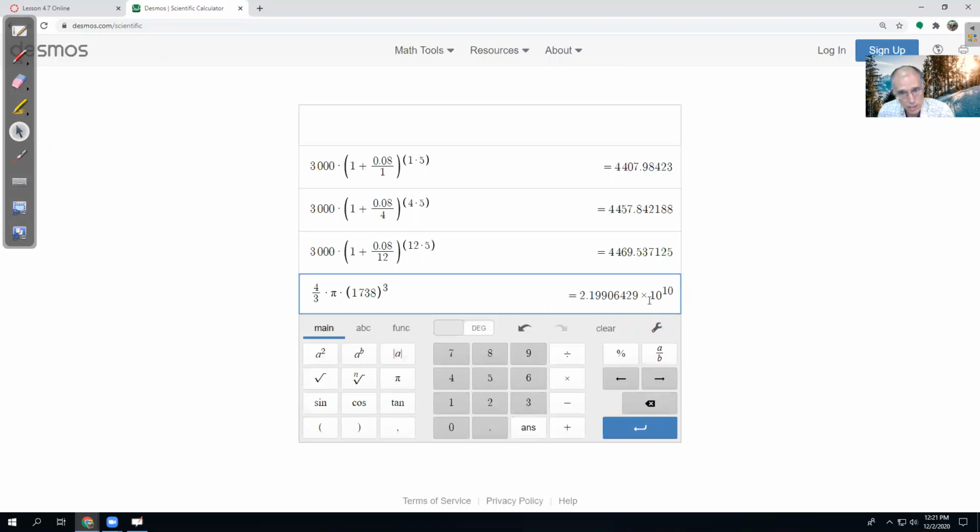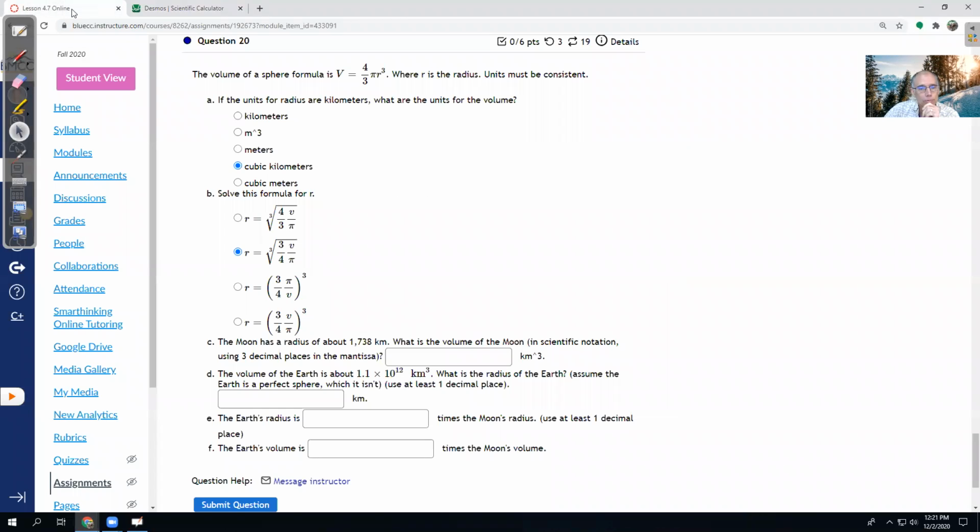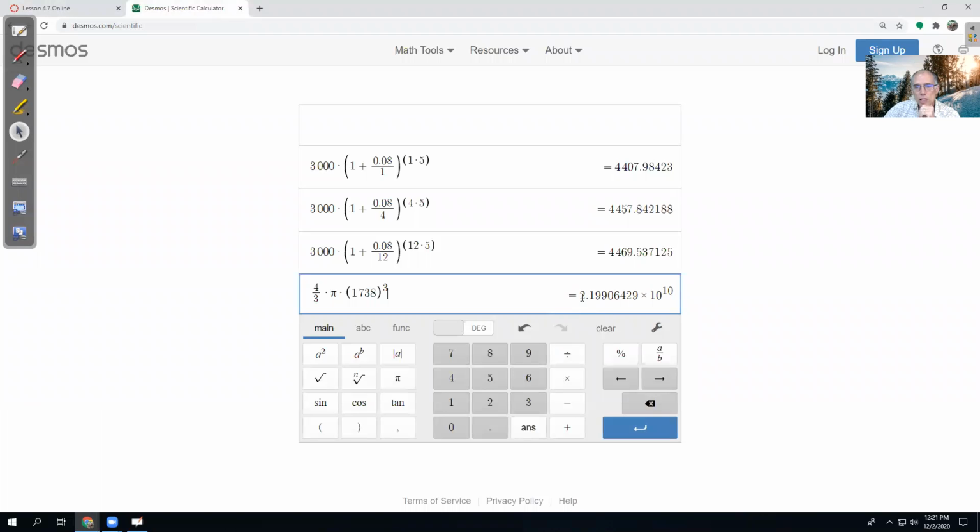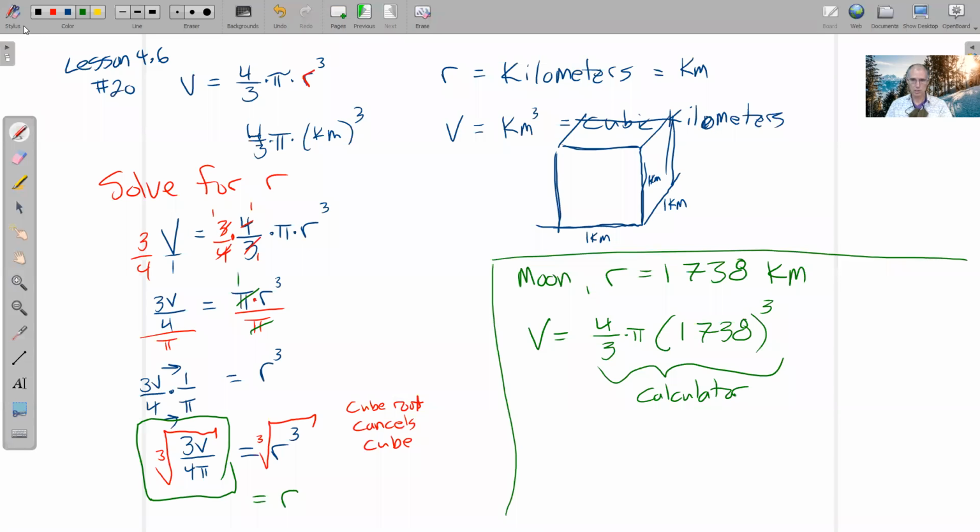And in this case, the computer was nice enough to give it to me in scientific notation. So I got 2.1990649 times 10 to the 10th. The instructions here said use 3 decimal places in the mantissa. So then we would take 2.199 as our mantissa times 10 to the 10th. So according to my calculator, this is about 2.199 times 10 to the 10th power, and that would be kilometers cubed.